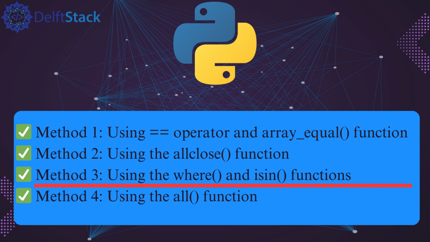Third, we used numpy.where and numpy.isin for element-wise comparison to find differences and common elements. Finally, we used numpy.all to verify whether all elements satisfy a specific condition, making it useful for validation checks. Each method serves different purposes, so choose the one that best fits your needs.